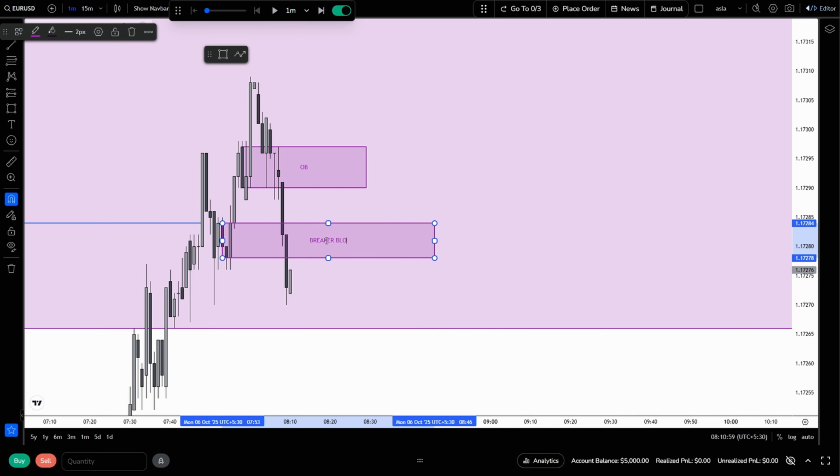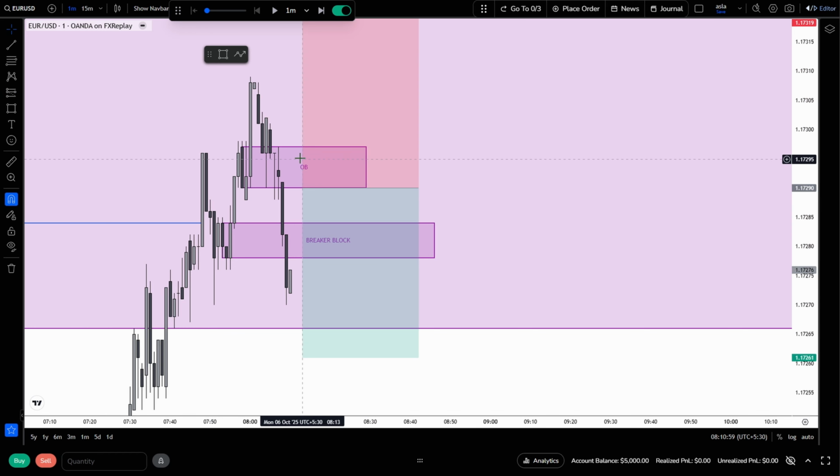Now we have a very clean setup. Since we are looking for shorts, and this breaker block is formed in premium, we can comfortably place our entry at this breaker block. We place our stop loss above the high, and for targets, we can aim for the opposing side liquidity, since the bias is bearish.